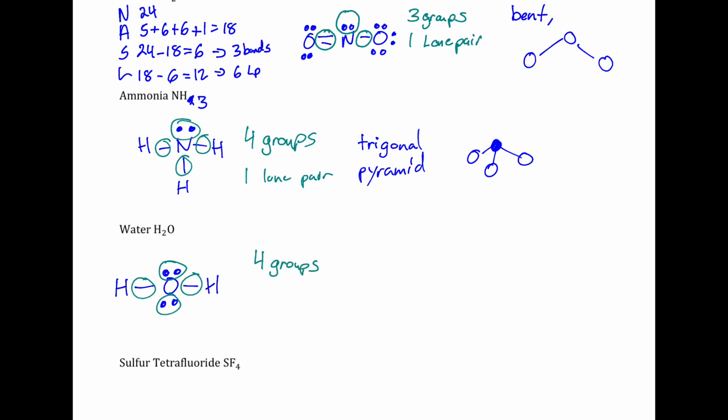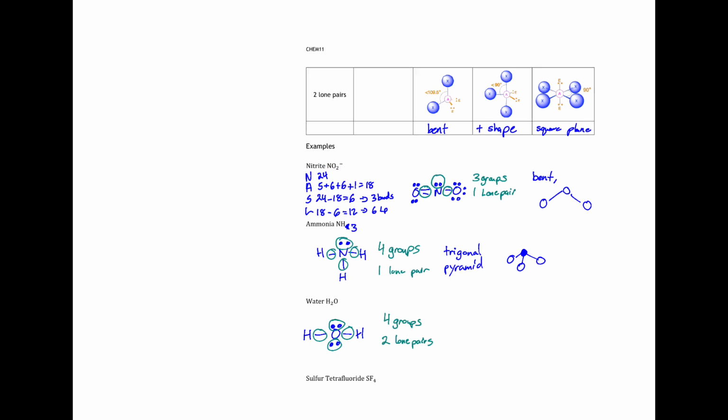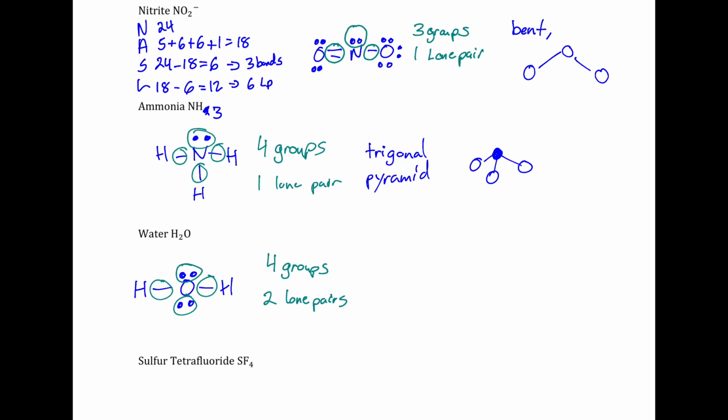How many lone pairs? 2 lone pairs. And so this is a bent, whoops, sorry about that, slide it around. There. This is a bent shape. And so this is going to be a tighter bent shape than the other one.